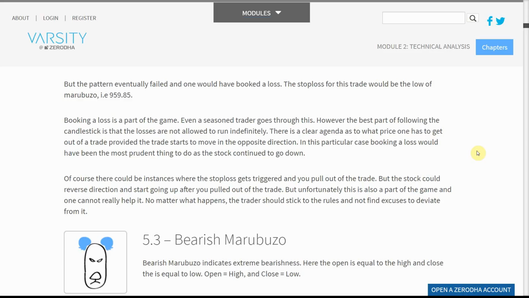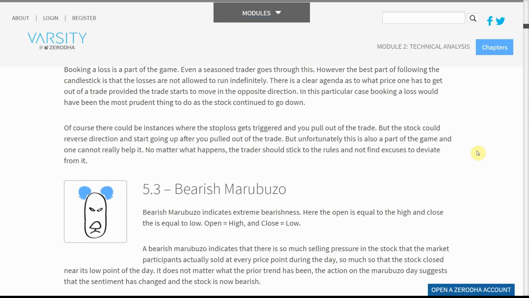In this particular case, booking a loss would have been the most prudent thing to do as the stock continued to go down. Of course, there could be instances where the stop loss gets triggered and you pull out of the trade, but the stock could reverse direction and start going up after you pulled out. Unfortunately, this is also a part of the game and one cannot really help it. No matter what happens, the trader should stick to the rules and not find excuses to deviate from it.